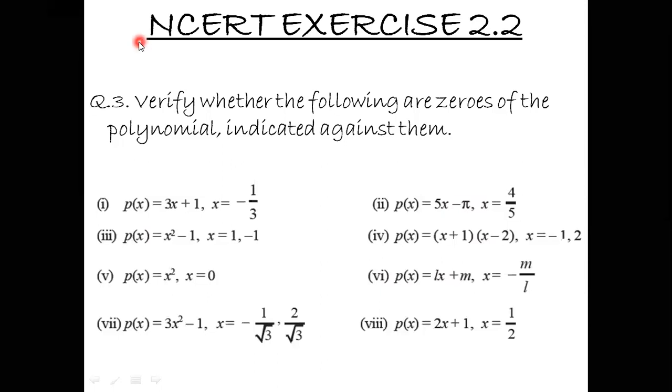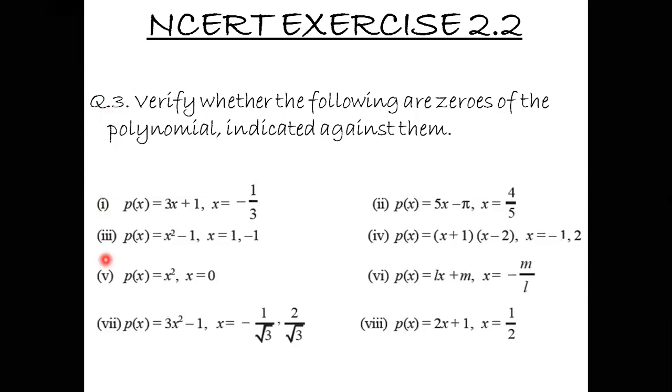Let us understand it further by solving question number 3 of NCERT exercise 2.2. So what does question number 3 say? It asks us to verify whether the following are the zeros of the polynomial which are indicated against them. So when would a number be called the zero? When I put that number in place of the variable, and if I get the answer as 0, I would say yes, it is a zero of the polynomial.